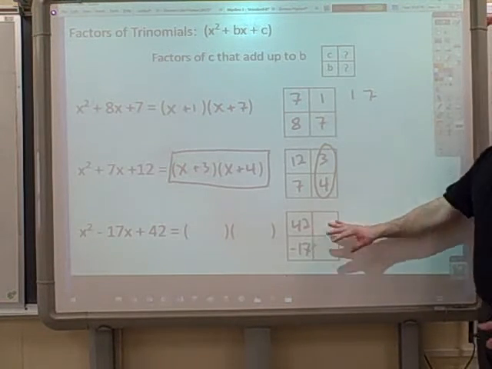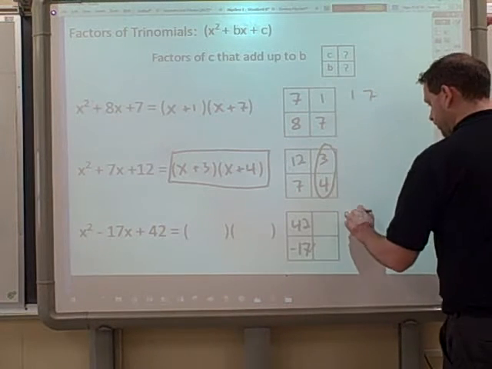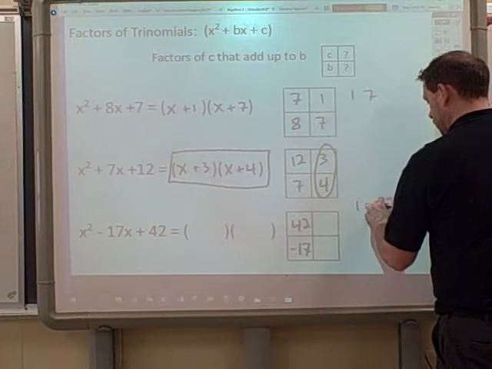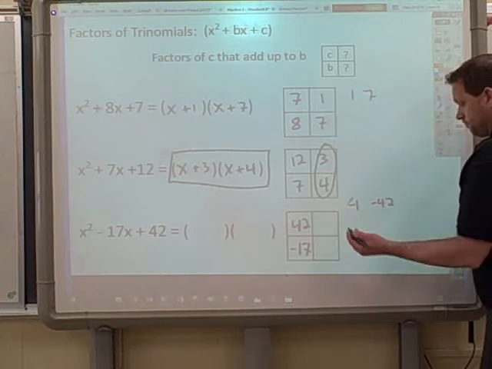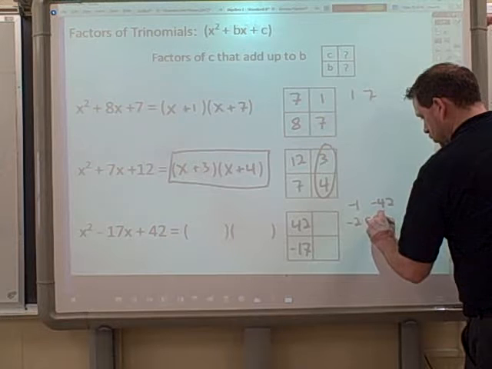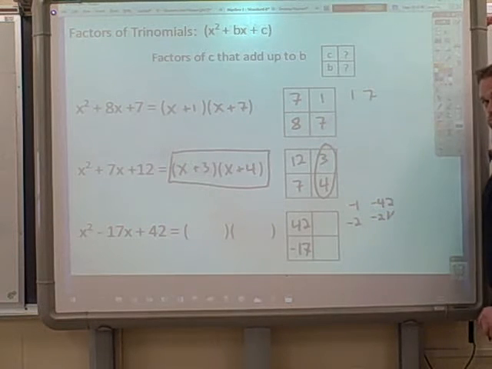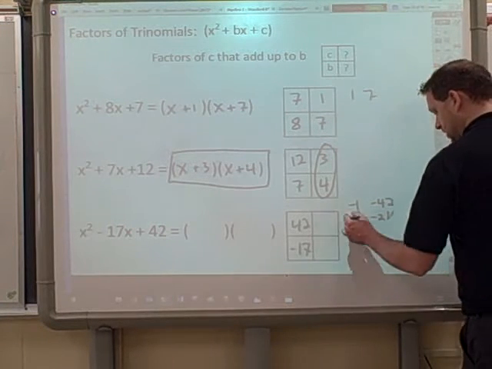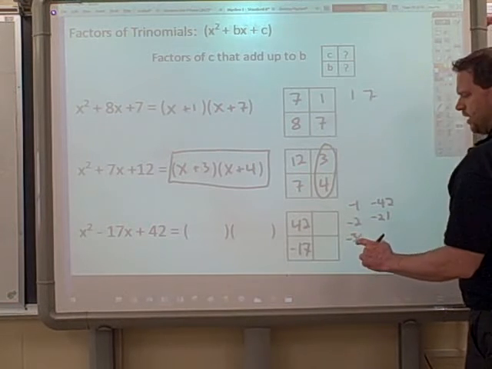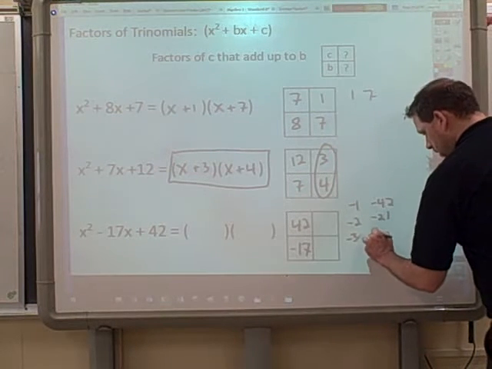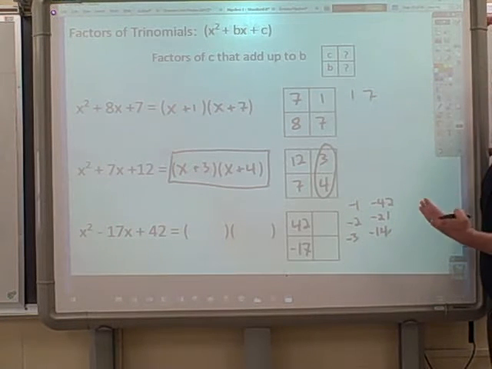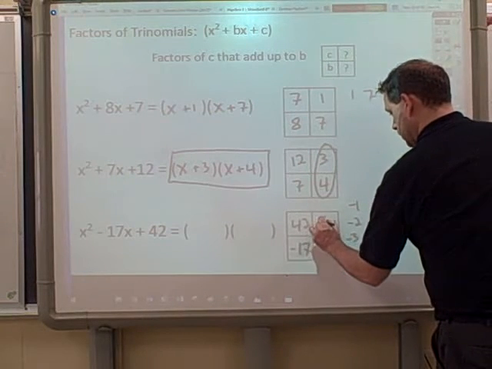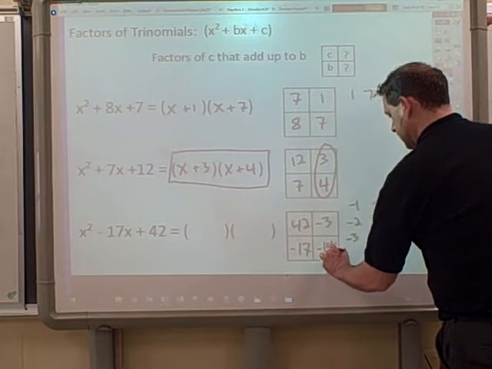This one I'm going to make a list. There's plenty of factors of 42. So negative 1 and negative 42, of course they're both negative. That's not going to add up to negative 17. Moving on. Negative 2, negative 21. Not going to add up to negative 17. Negative 3, negative 14, that is going to add up to negative 17. There we go. I can stop there then. So negative 3, negative 14.